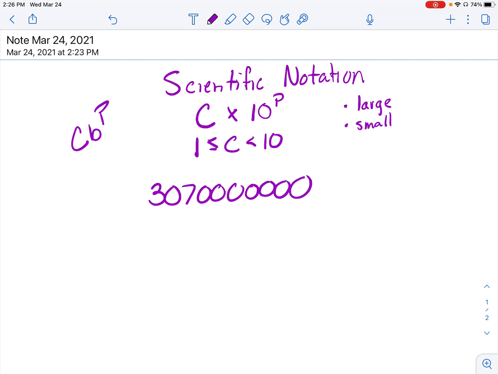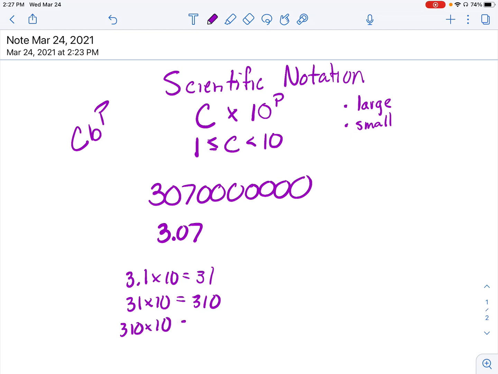But what we can shrink this down to, and I'll kind of talk you through how I do this, is I need a number between 1 and 10, so 3.07. And then when you multiply something by 10, really it's just moving the decimal. So if you have 3.1 times 10, that equals 31. If you have 31 times 10, that equals 310. If you have 310 times 10, that equals 3,100. So powers of 10 are just sliding the decimal.